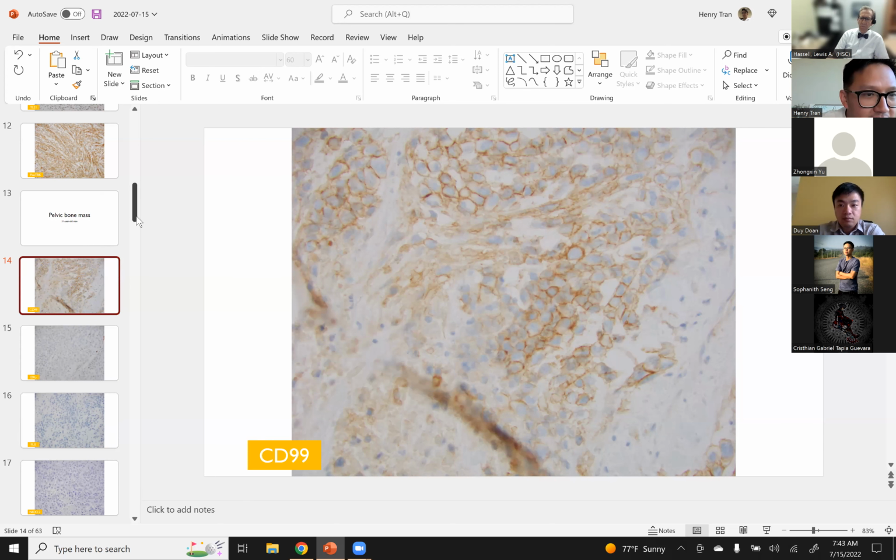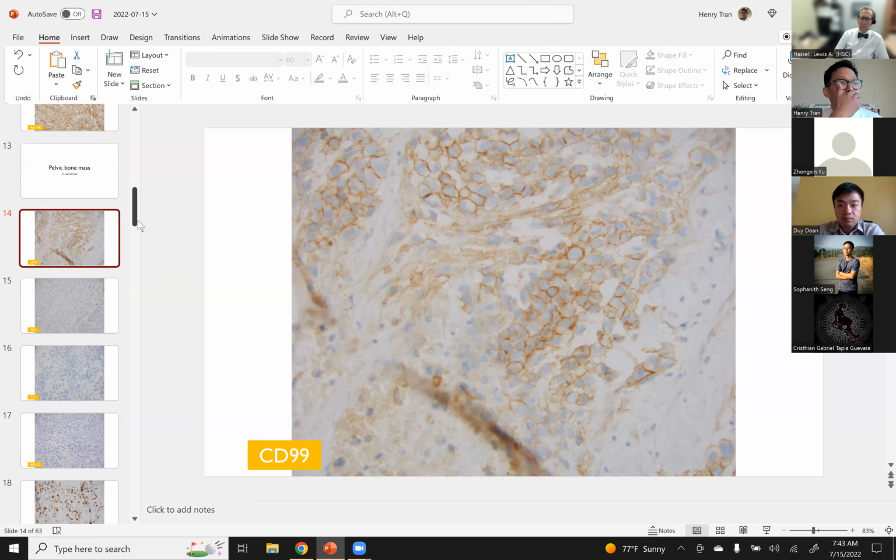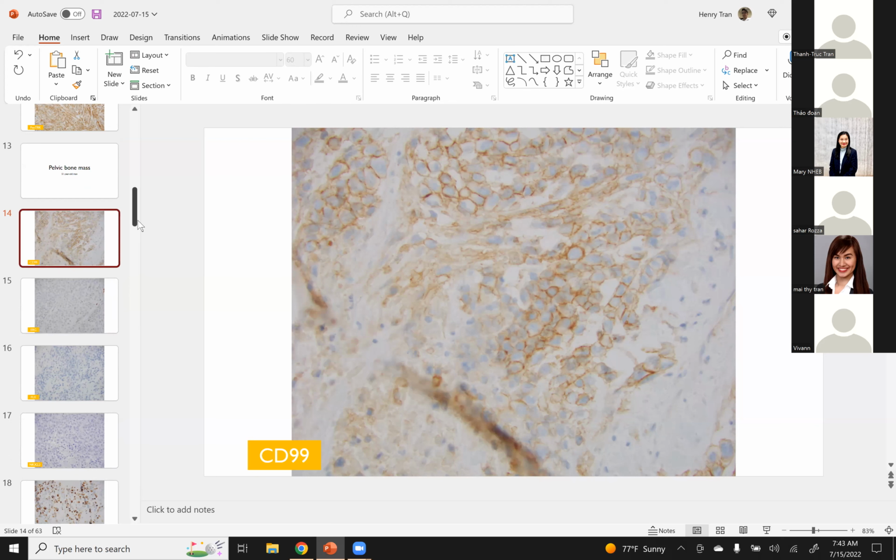However, they tested it for EWSR1, and the FISH study did come back abnormal, but it was not for a translocation. It was actually for an amplification. So we had extra copies of the gene. By itself, that is not enough to diagnose Ewing sarcoma because it's not the translocation.